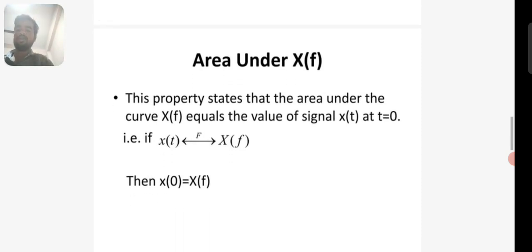Area under x of f. This property states that the area under the curve x of f equals the value of the signal x of t at t is equal to 0. If x of t is equal to x of f, then x of 0 is equal to the integral of x of f.